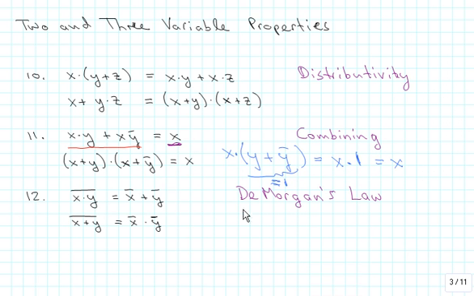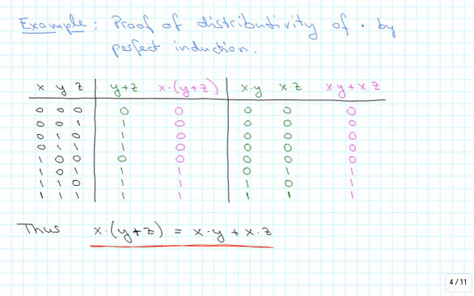And then De Morgan's laws, which we have been looking at before: (x and y) inverted is equal to x inverted or y inverted, and (x or y) inverted is equal to x inverted and y inverted. Another way to prove properties of Boolean algebra based on the axioms is known as perfect induction.